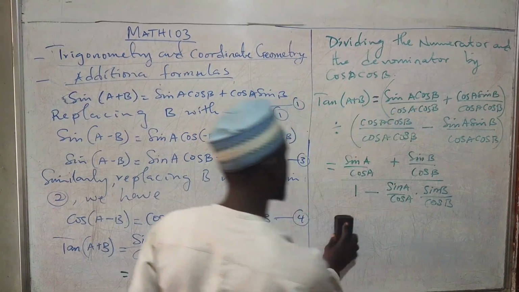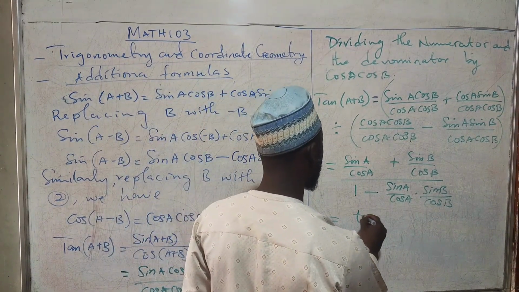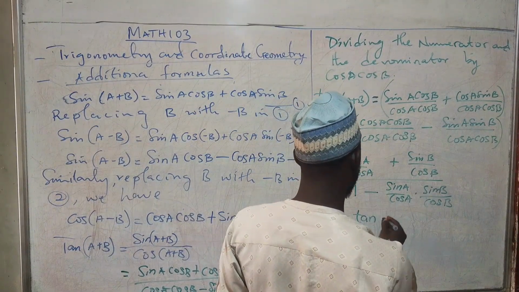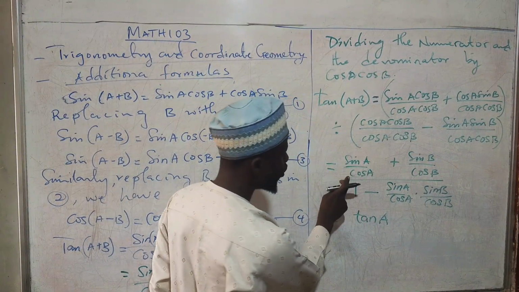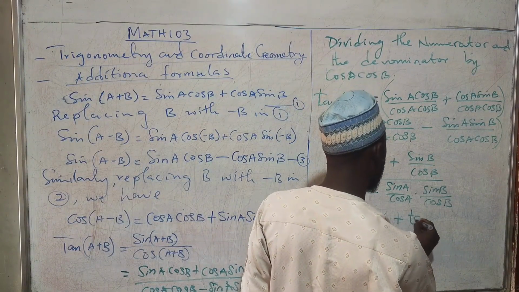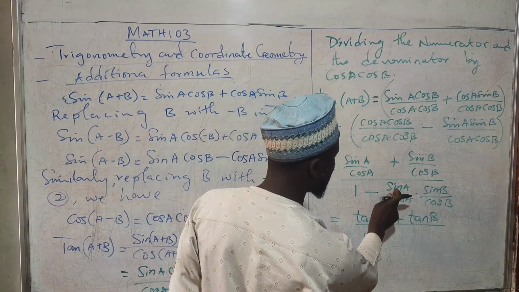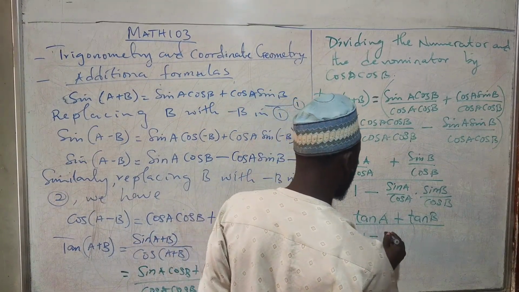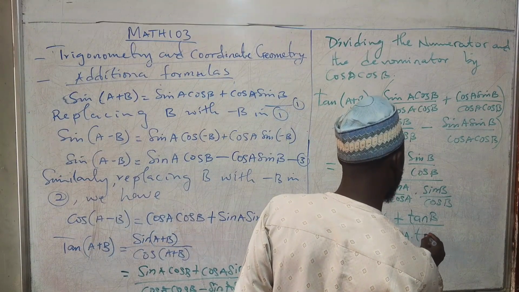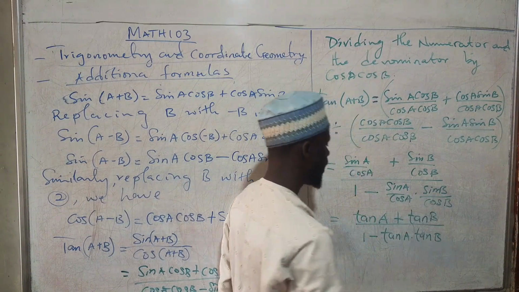So what is that? So clearly this is equal to tan A. Sine A over cos A is tan A, plus sine B over cos B is tan B, over 1 minus sine A over cos A, which is tan A, times sine B over cos B, which is tan B. So this is tan angle A times tan angle B.